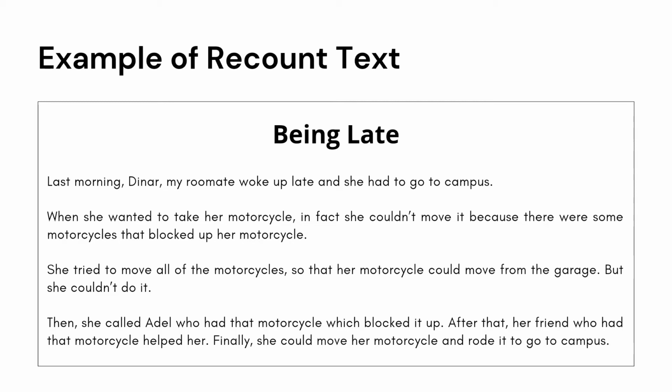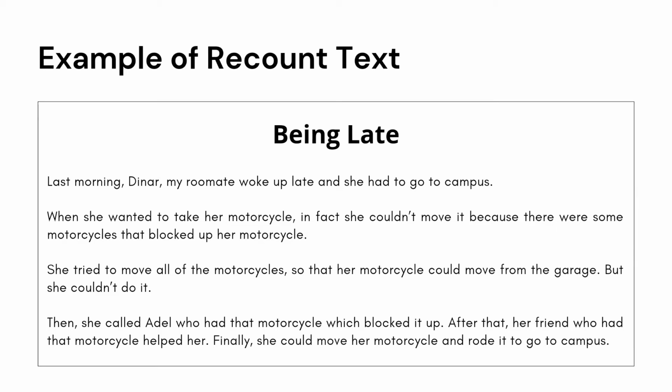Okay, so from the text here, there are the characteristics of recount text. The first is that she used past tense, like woke up, wanted to, tried to, called, rode, and so on. The second, also using adverb or adverbial phrase like last morning, campus, the garage, and many more. The third, also using conjunctions or time connection like and, so, but, then, and so on.